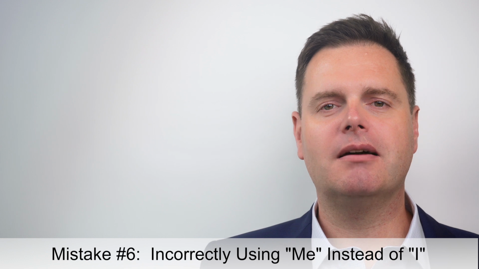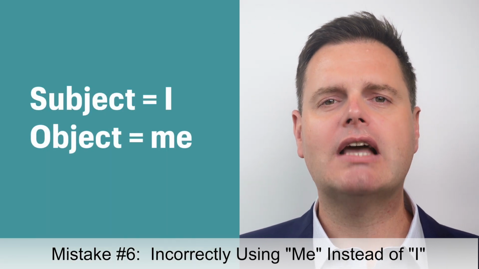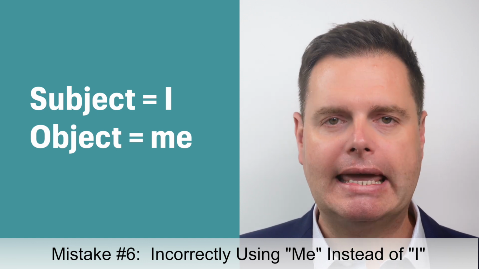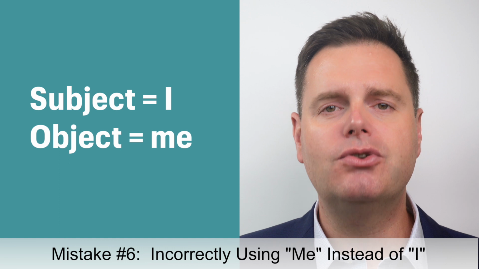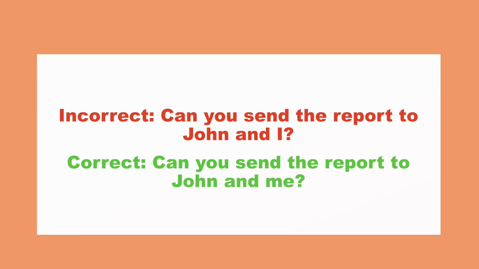Another common mix-up is between me and I. Use I when you're the one doing something. Use me when something is being done to you, or you're the object of the action. Here's an example. In a conversation, you might say, "I completed the project ahead of schedule." You did the action, so I is correct.